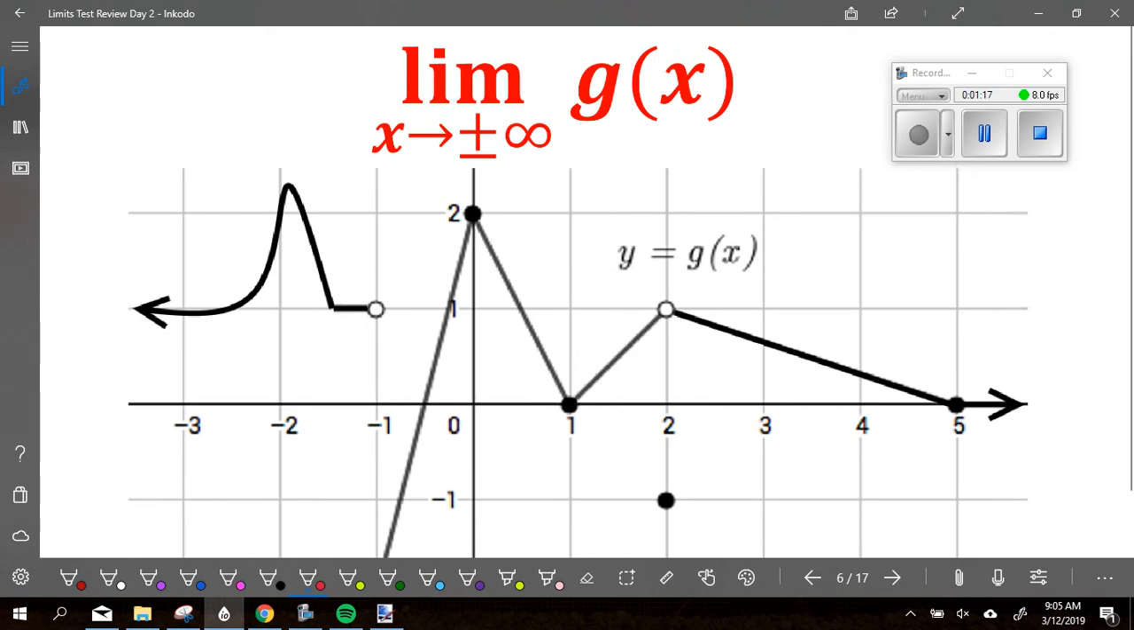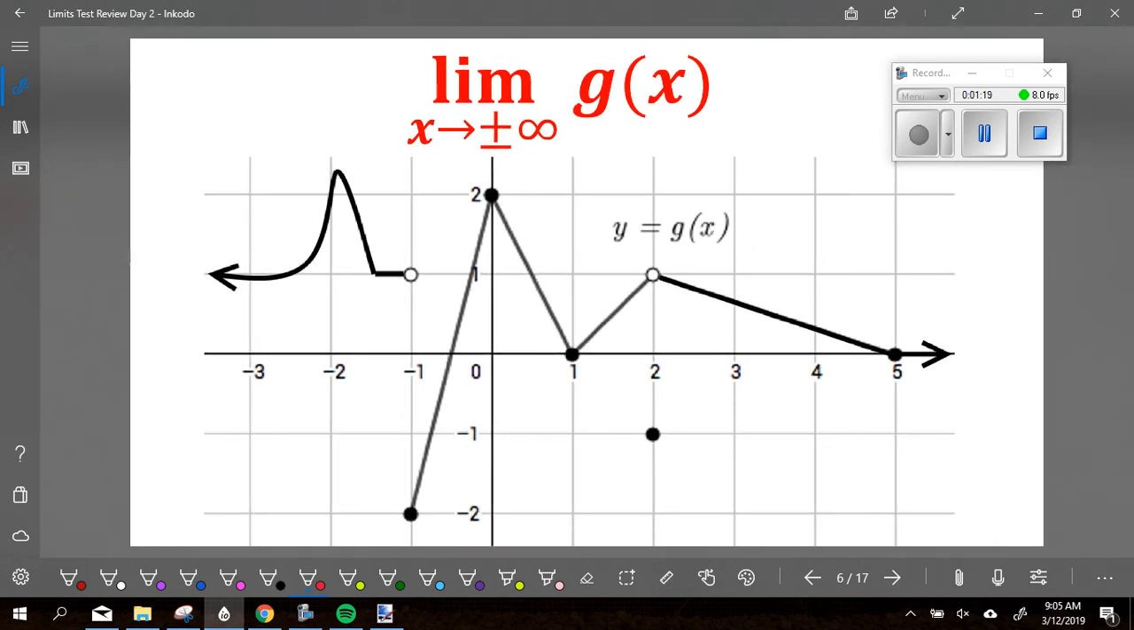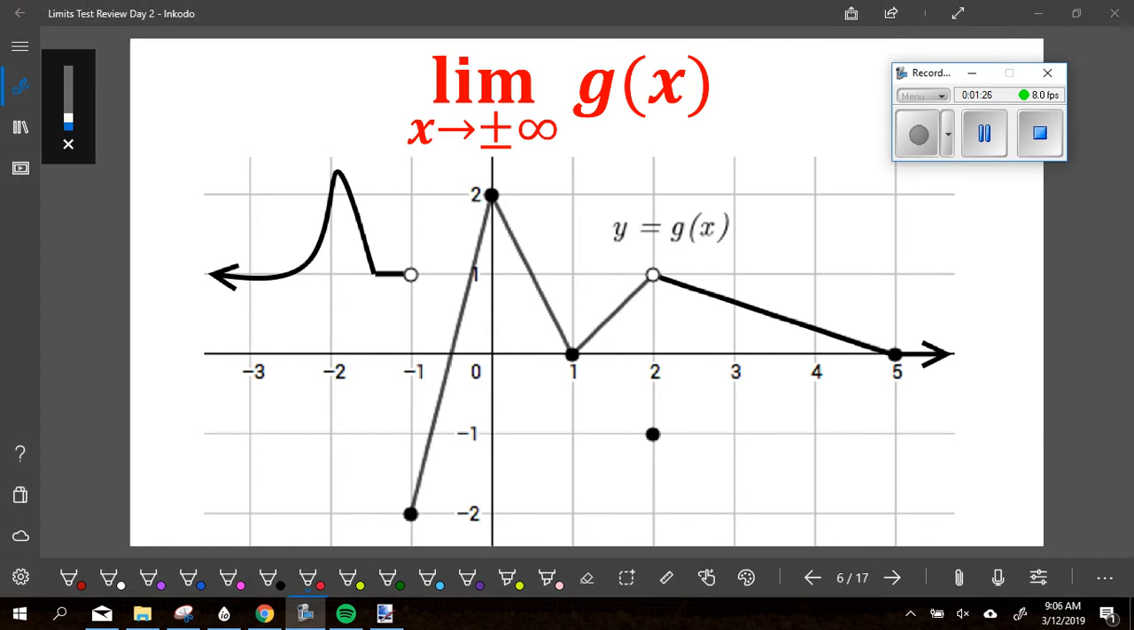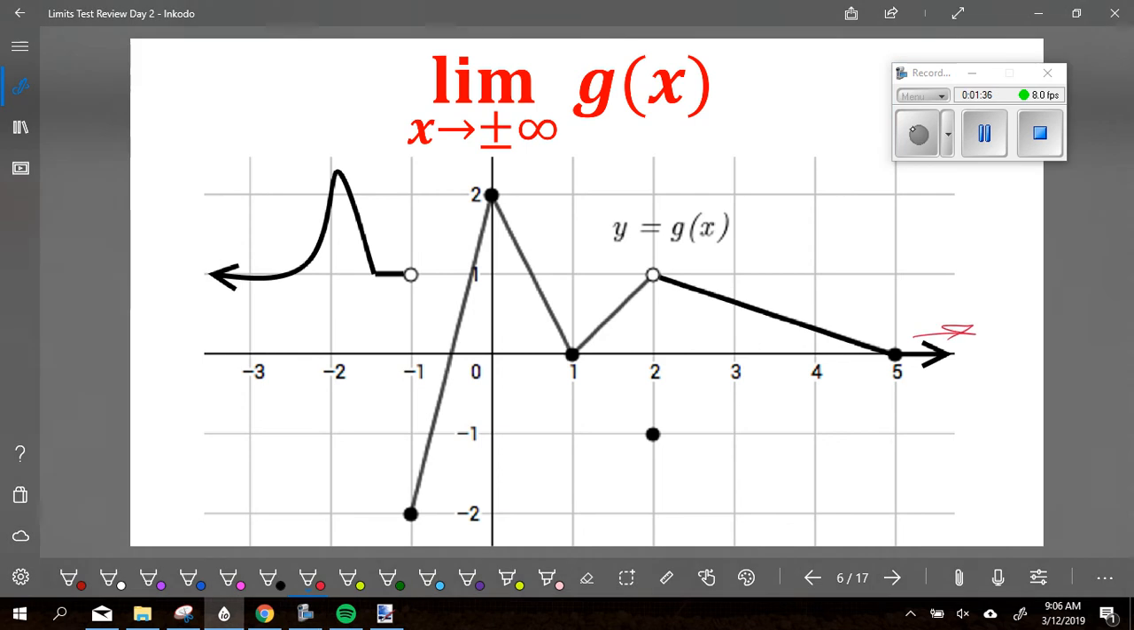Next one. Find the limit as x approaches positive and negative infinity. The limit as x approaches plus or minus infinity. As I go to the right, what am I getting closer and closer to? 0. As I head to the left, what am I getting closer and closer to? 1. And so it's just, where is this going? It's 0 and 1.